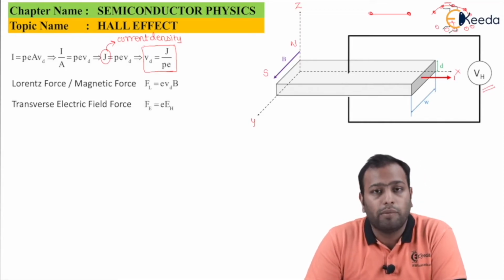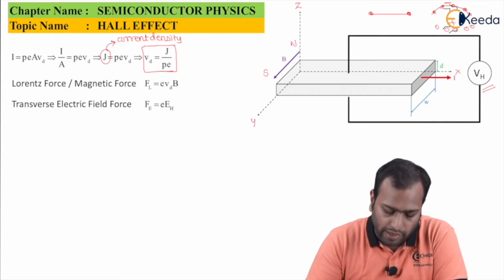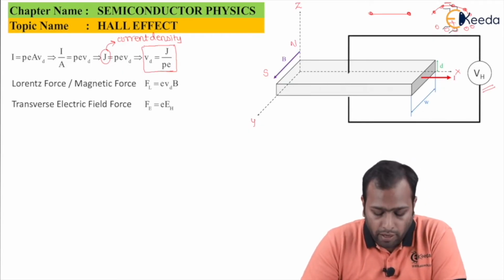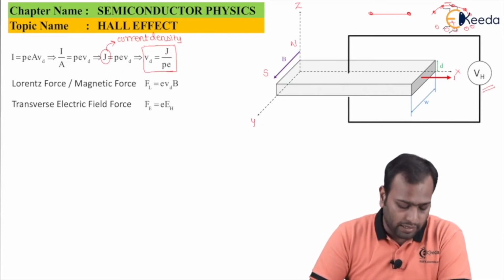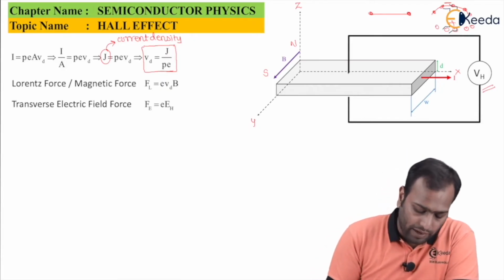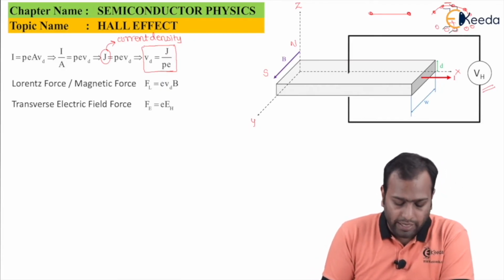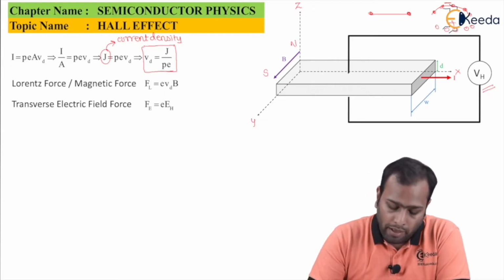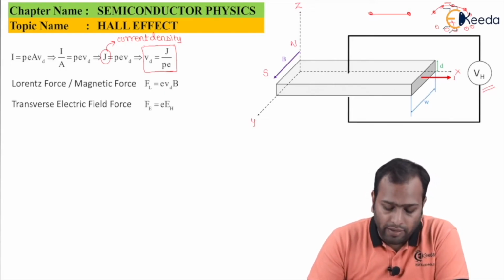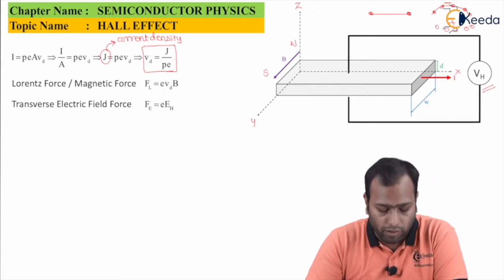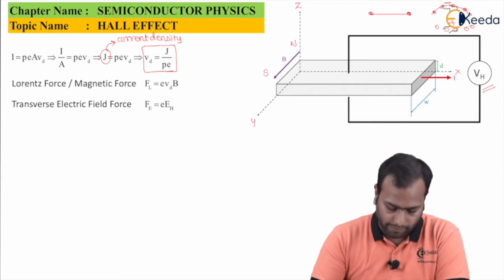The direction of current will be the direction of the electric field. So an electric field which is perpendicular to the I is nothing but the transverse electric field, and the value of that will be given as E into EH, where I am representing the electric field due to the migration of the electrons as EH.